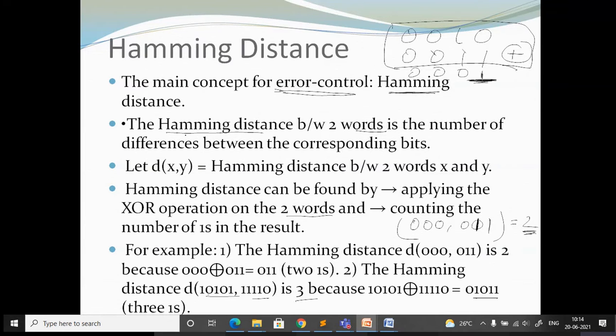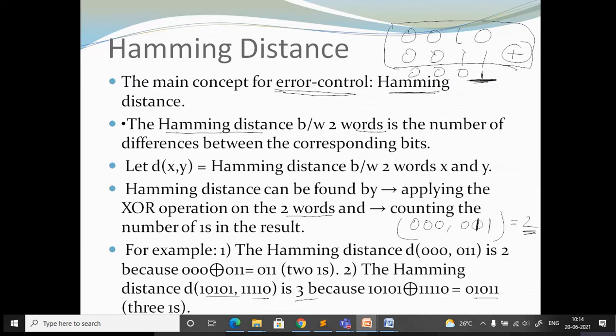The name is given just because that is the name of the scientist. Hamming is R.W. Hamming, he is the scientist's name. The same name is given here to check how many bits got corrupted. So Hamming distance between two words is the number of differences between corresponding bits.